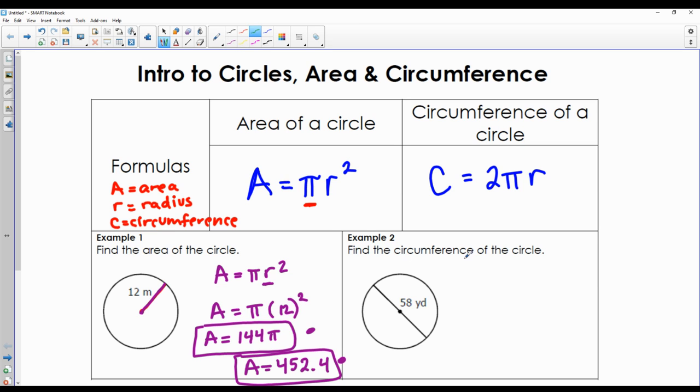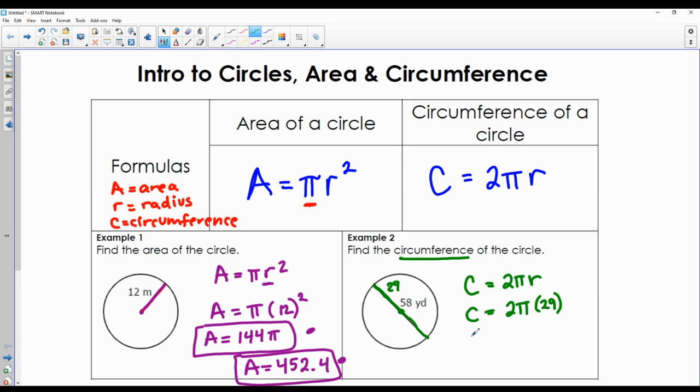All right, now this time we're asked to find the circumference of the circle. So this time we're asked for the C, which is 2 pi r. Again, all we need to be able to find that circumference is our radius. Now, this time, notice right here, this 58 yards is all the way across my circle. That's what we call a diameter. It's not a radius. So if we just want to go from the middle to the edge, we've just got to cut that in half. So we just divide it by 2 and get a 29.